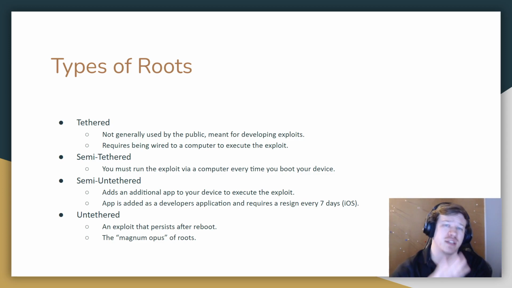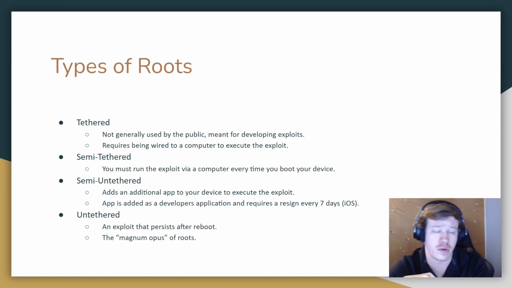So there are four main types of roots that we're going to go over: tethered, semi-untethered, semi-tethered, and untethered. The tethered one is generally not used by the public. It's more used for development of the exploits itself, which requires a computer regardless. The entire time you want to be using that exploit, it has to be hooked up to a computer.